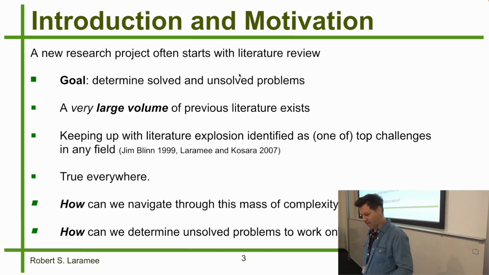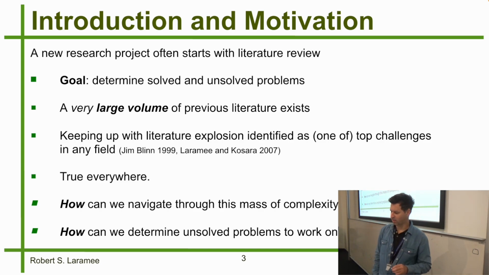And one of the caveats is that a very large volume of previous literature exists. This is one of the reasons why a literature review is so challenging, because of the sheer volume of previous literature. Keeping up with the literature explosion has been a top challenge for any researcher for a very long time. But it's really, really difficult.